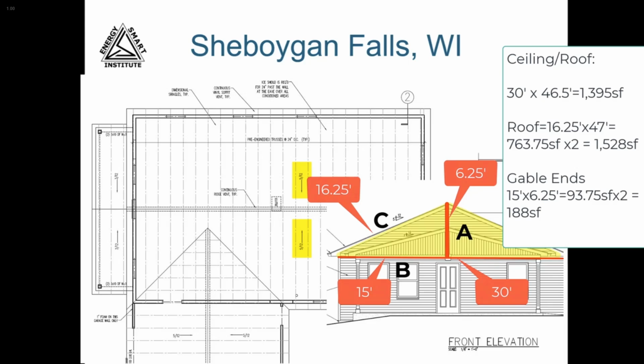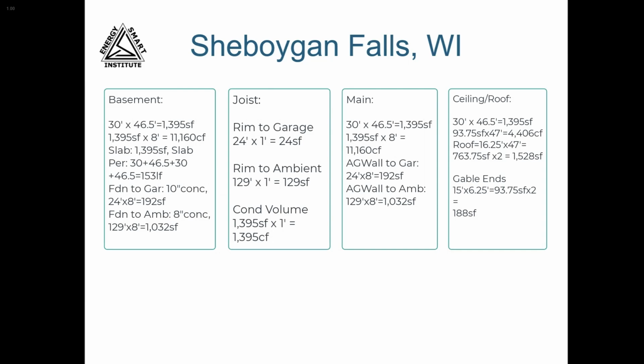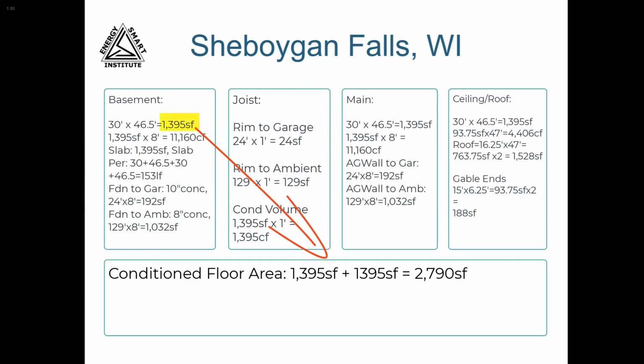But in this case, with a sloping roof, it's going to be easier to calculate by taking the area of one of the gable ends that we just determined times the length of the space, or 93.75 times 47, which gives us 4,406.25 cubic feet, and we can round that to 4,406. The area of conditioned attic floor is not considered living space, so we do not add that to our conditioned floor area. Now that we have all the areas of the envelope calculated, we can add together the conditioned floor areas and see that our total CFA is 1,395 plus 1,395, or 2,790 square feet.